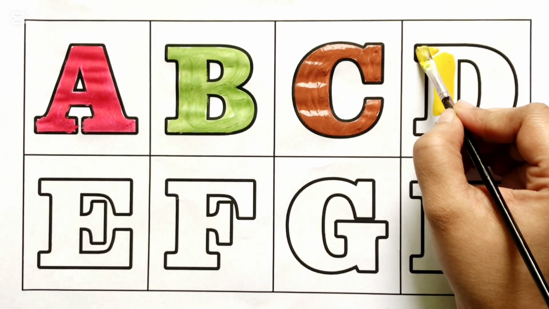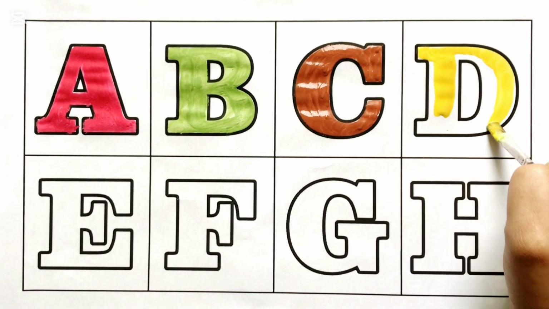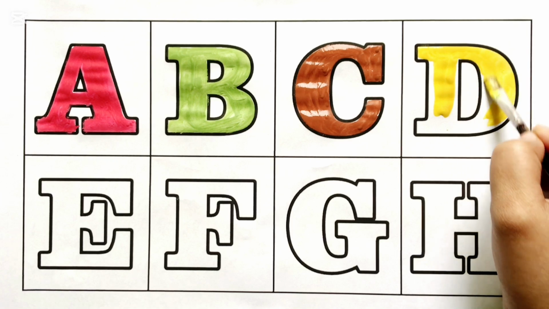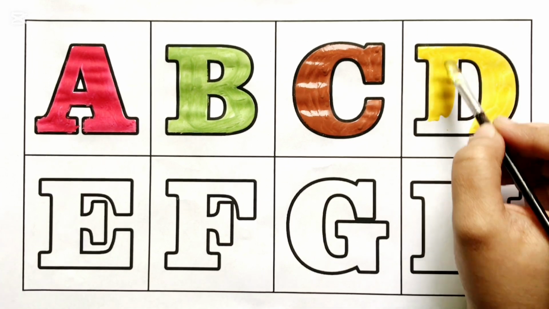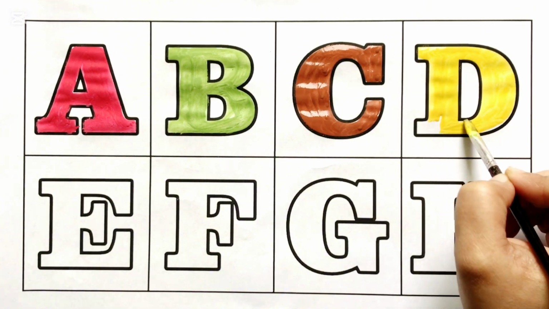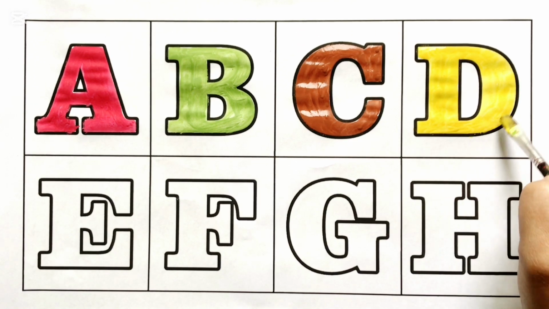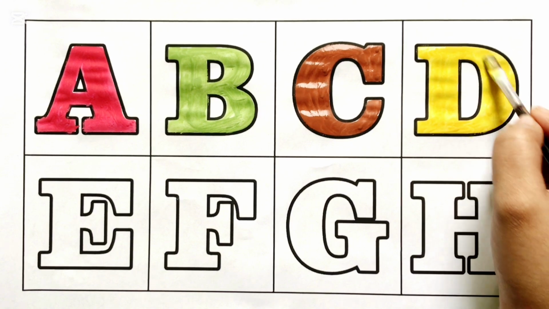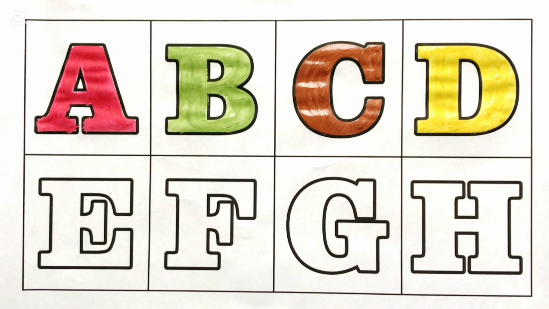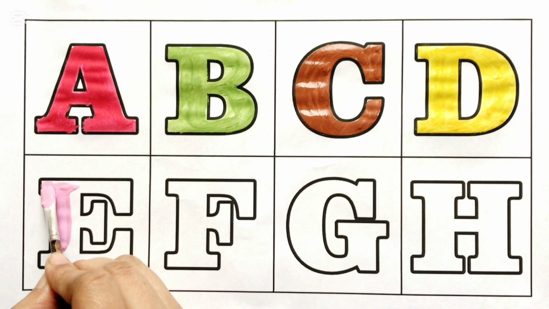Yellow color. D for dolphin. Light pink color. E for elephant. E is for elephant.